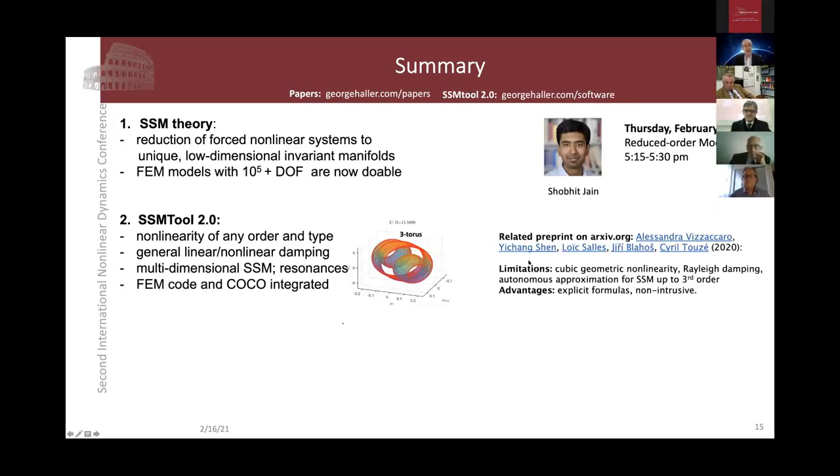I have to say, just a few days ago, we found a very nice preprint on arXiv, which does about the same thing from a normal form perspective, but in the end actually also calculates the spectral submanifold. It does have limitations compared to what we're doing, because it can only do cubic approximation. It can only handle geometric nonlinearities, Rayleigh damping. It has autonomous approximations.